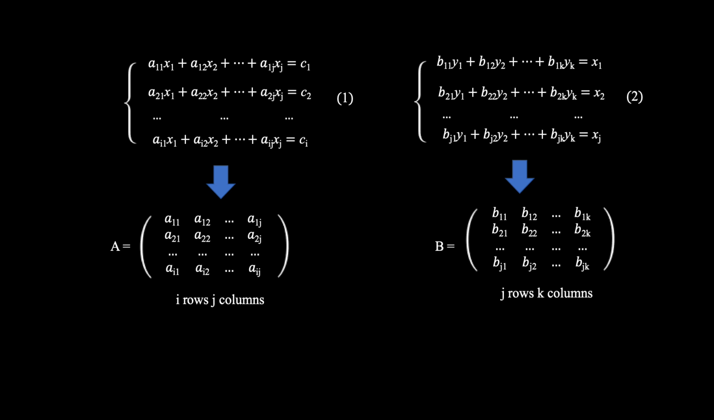Also, because the ij entry in the result matrix C is just the dot product of the ith row vector of A and the jth column vector of B, we know that the matrix C must have I rows and k columns, which are equal to the row number of A and the column number of B, respectively.